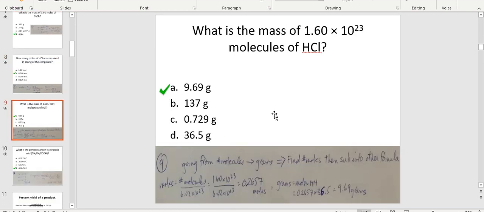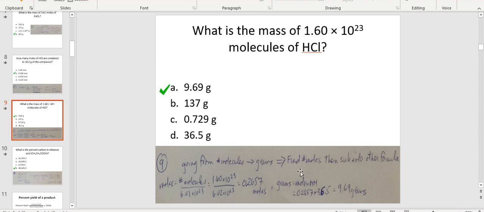What is the mass of 1.6 times 10 to the 23 molecules of hydrochloric acid? So what am I asking you for? Grams. What information did I give you? Molecules. So this is one of those where you have to take information from one formula and jump it over to the next. So the plan is going from number of molecules to grams.